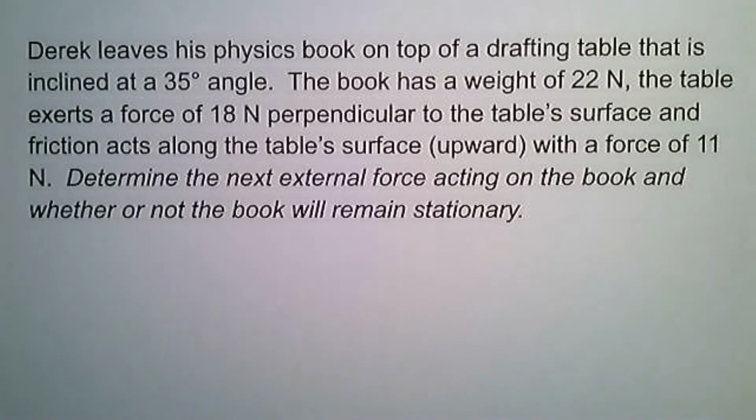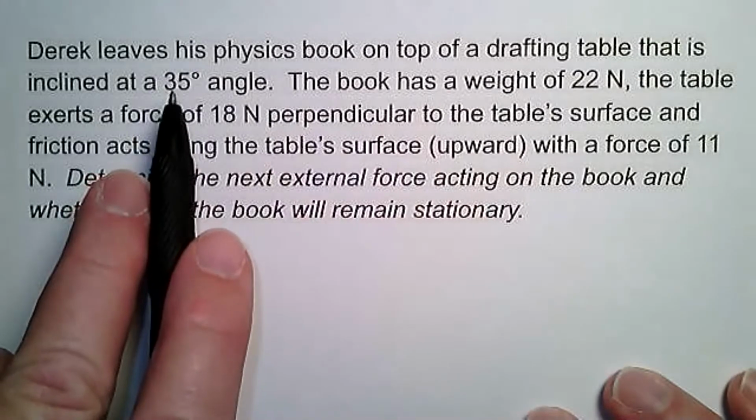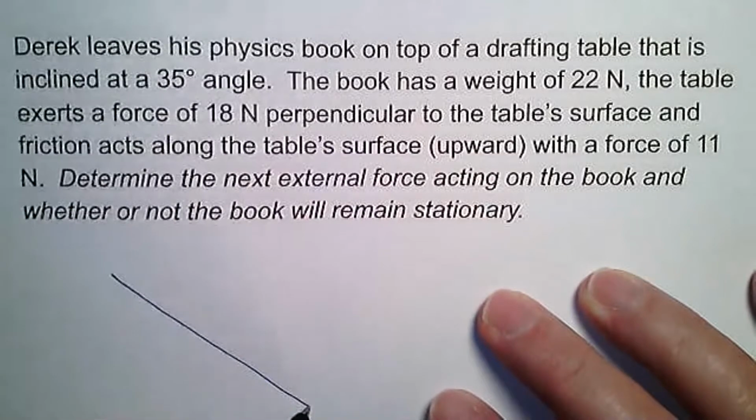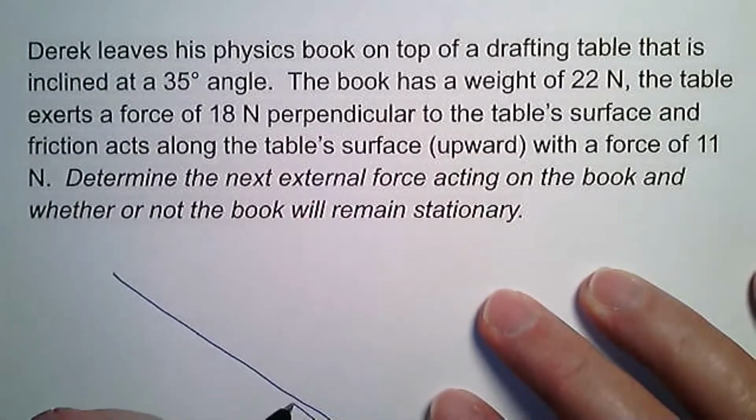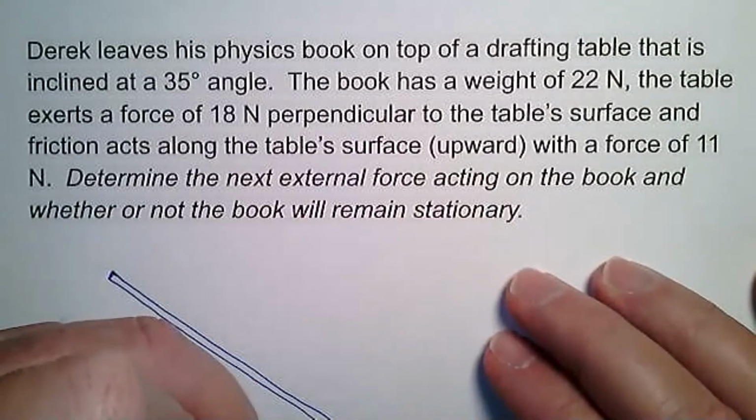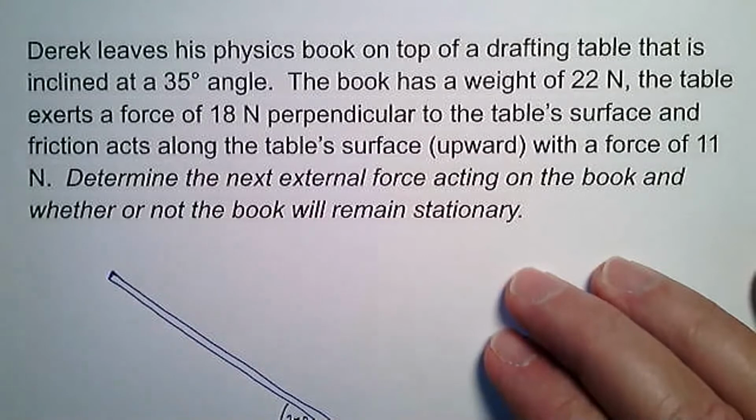Okay, so to do this, when they start throwing all kinds of forces and angles and that kind of thing at me, I know I'm going to need a diagram. You've got to have a diagram here to keep track of all of this stuff. And so right off the bat, they tell us that we're working with a drafting table here that is inclined at a 35-degree angle. So that's the very first thing I'm going to write in here. I'm going to say that this is my drafting table. And they're telling me that this angle right here is 35 degrees.